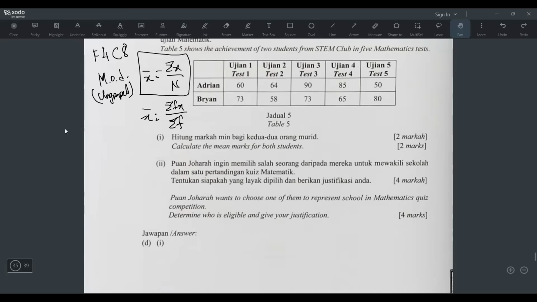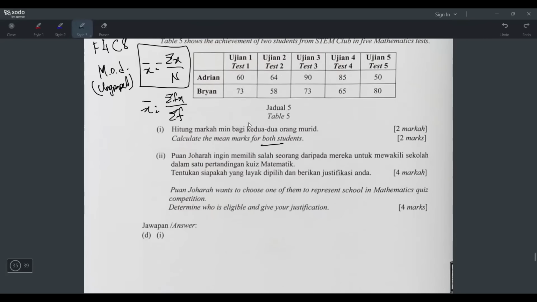Okay. So now we can start to find the mean, but they want it for both students. So for D1, I will find the mean for Adrian, and then after I'm done, I'll find the mean for Brian. Okay, I'll draw a line. So for the formula for mean, I'll use the top formula. Just add everything: 60 plus 64 plus 90 plus 85 plus 50, divide by n. N is the number of data. There are 5, so divide by 5. Alright, I got 69.8.